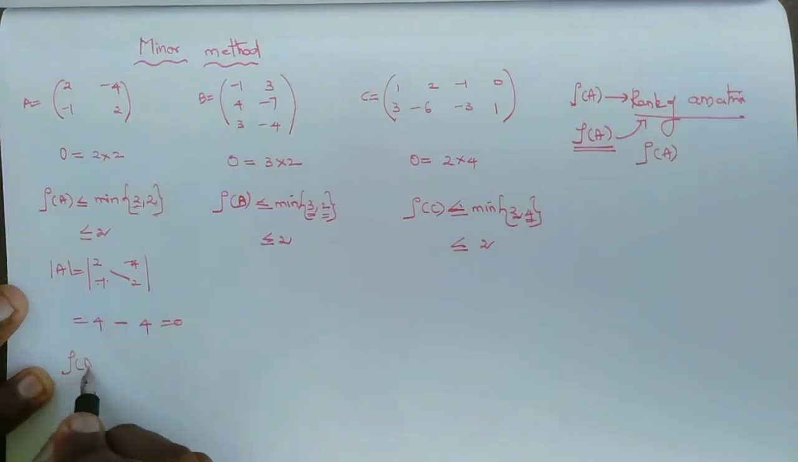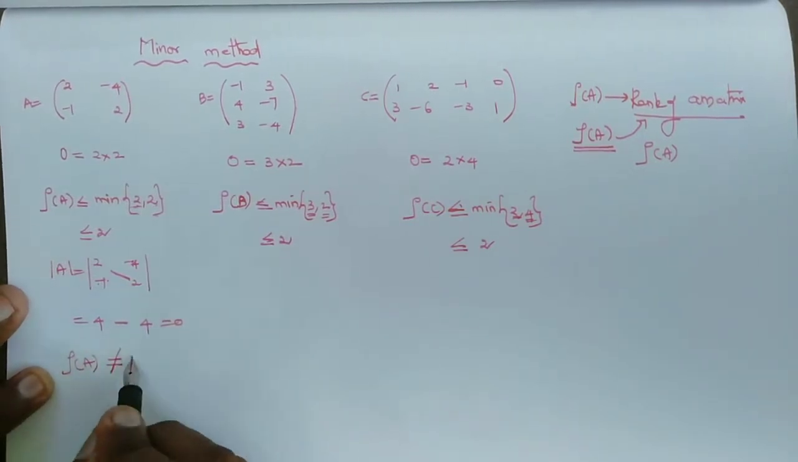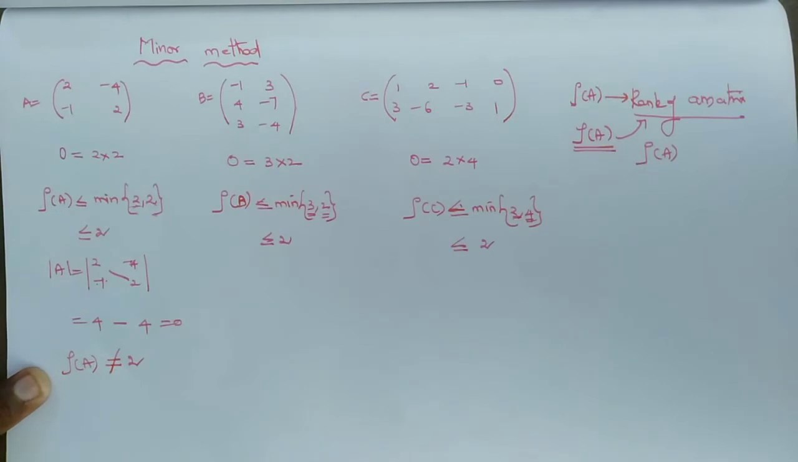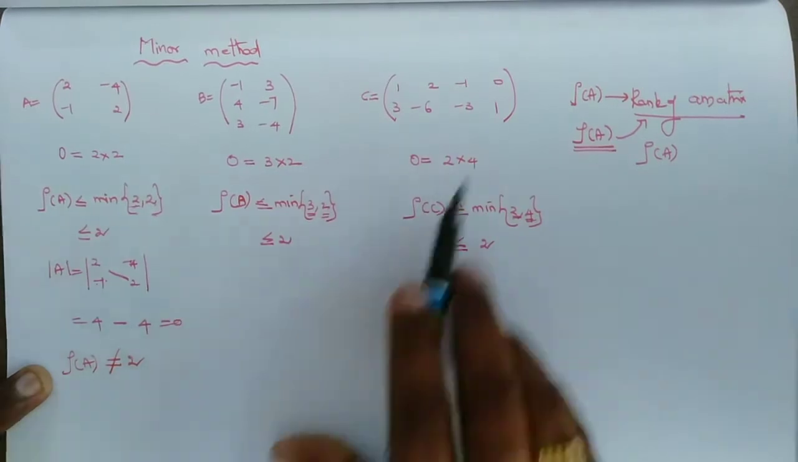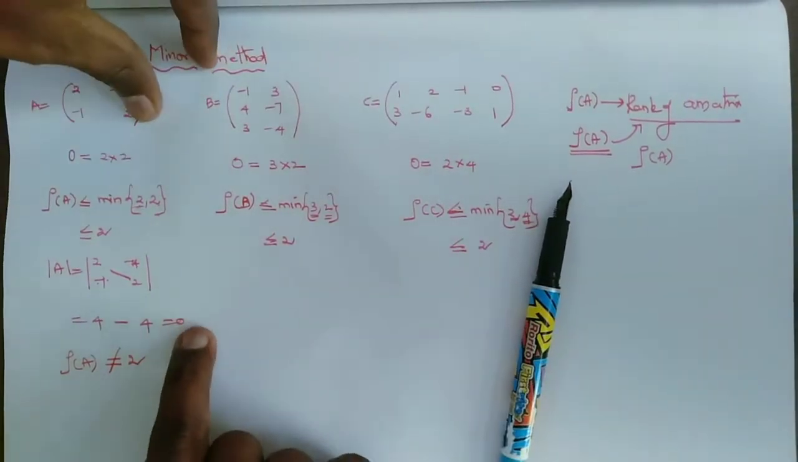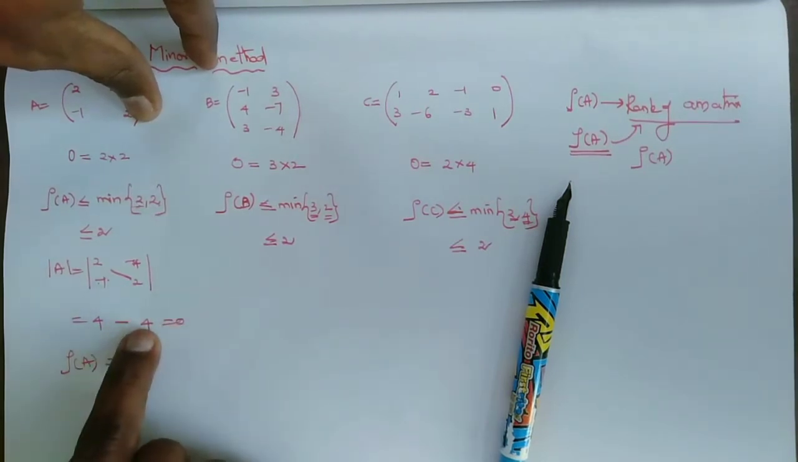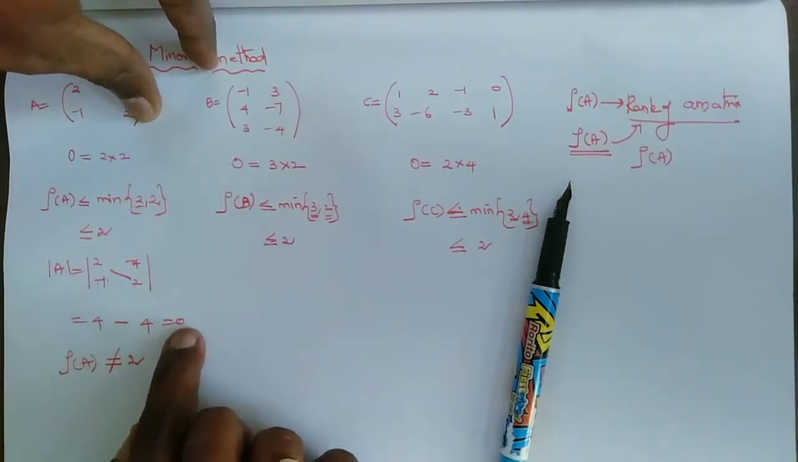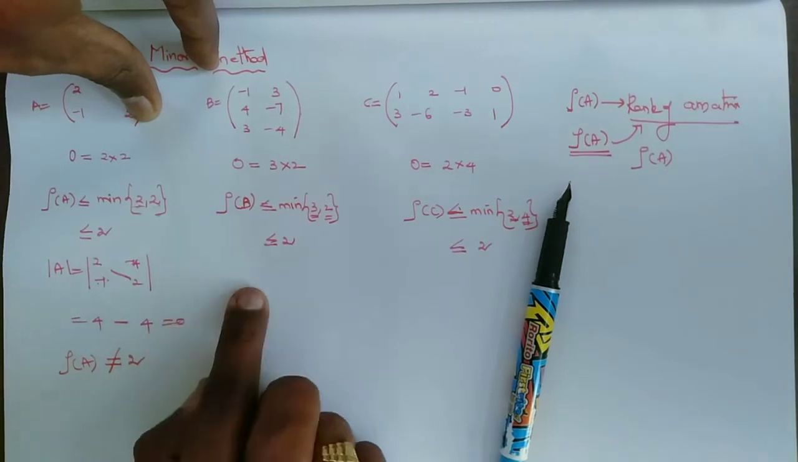If the answer is 0, the rank of A cannot be 2. So this is the method I am going to teach you. Understand very carefully. Suppose this has some constant, for example, 5. Suppose now it is 4, and the answer is now 0. Suppose the answer is 5, you can stop.